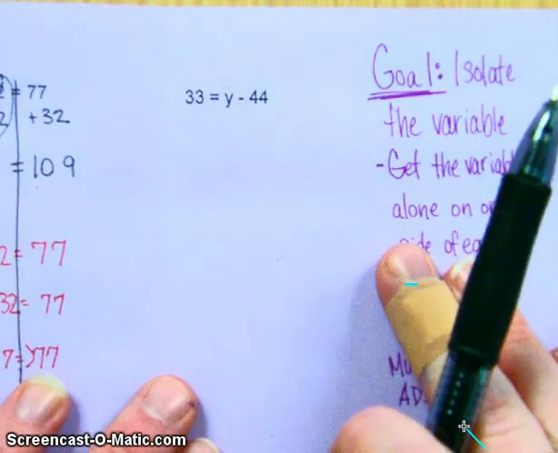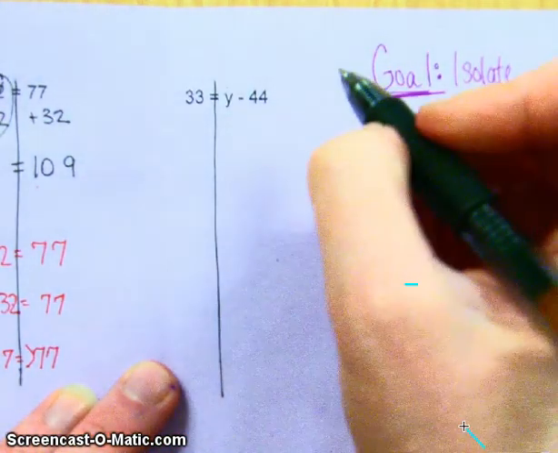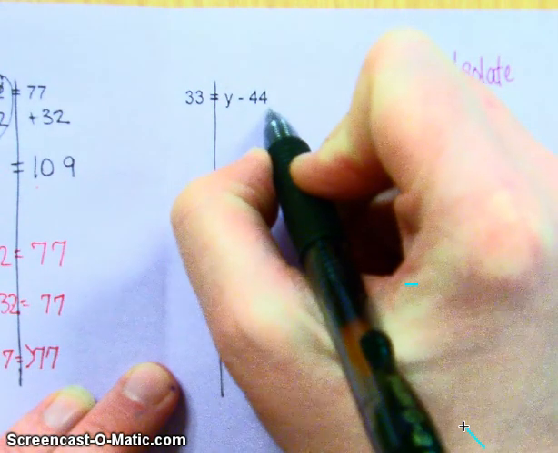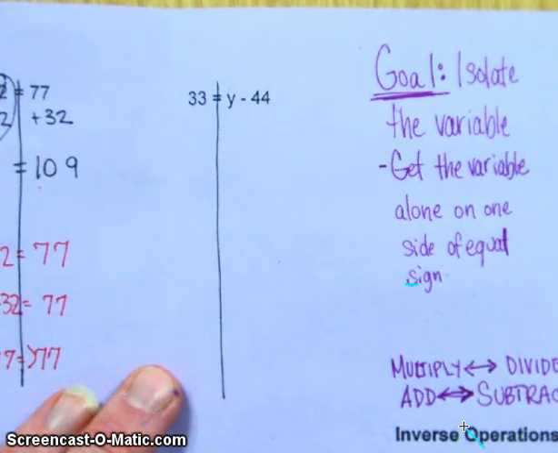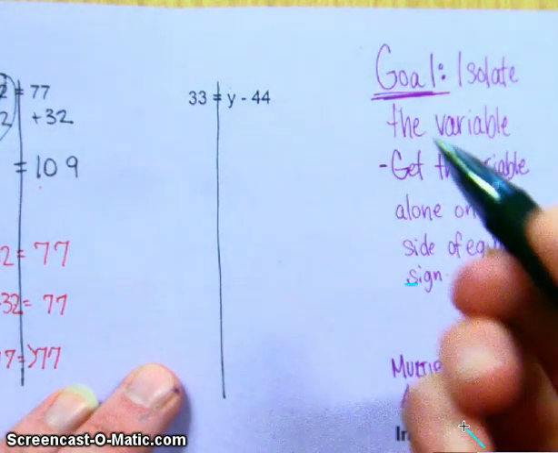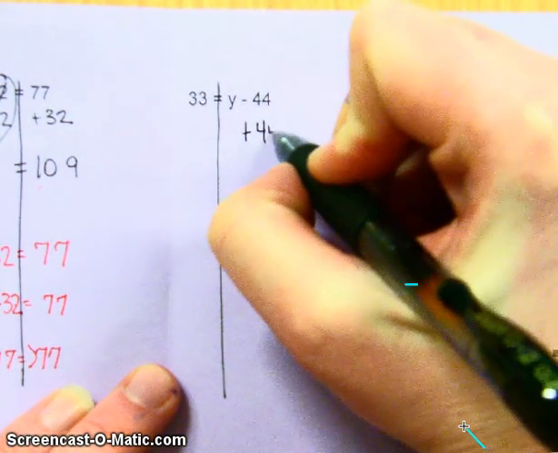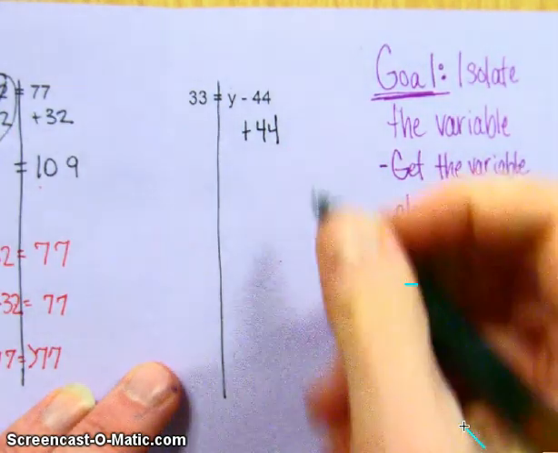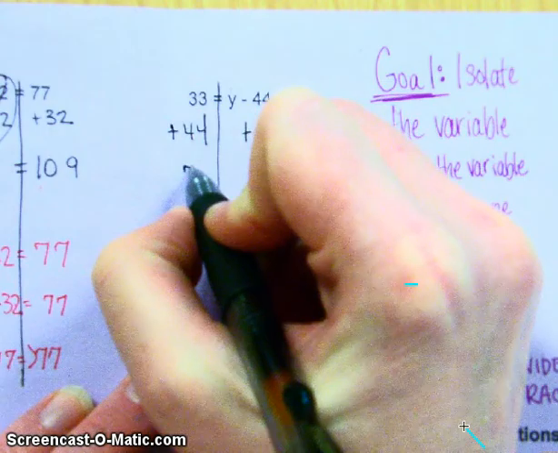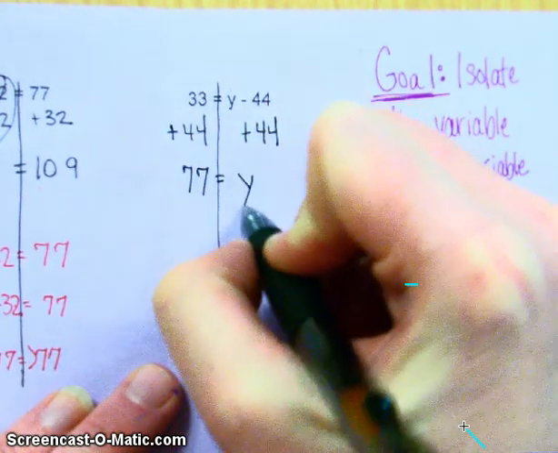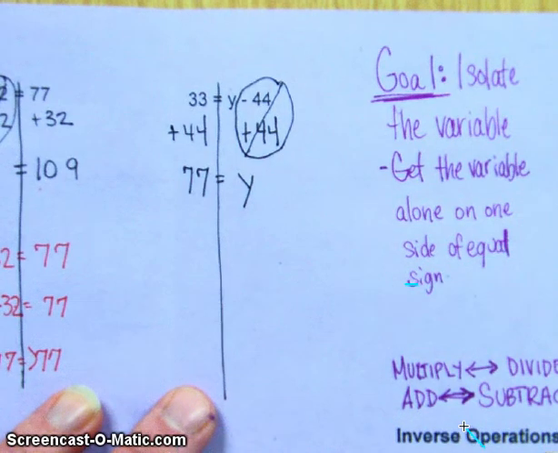Right beside it, draw a line for your equal sign. y minus 44. Minus 44 is with the variable. I want it alone. To get rid of minus 44, I do the inverse operation, add 44. If I do it to that side, I must do it to this side as well to keep the equation balanced. Minus 44 and plus 44 together makes 0.